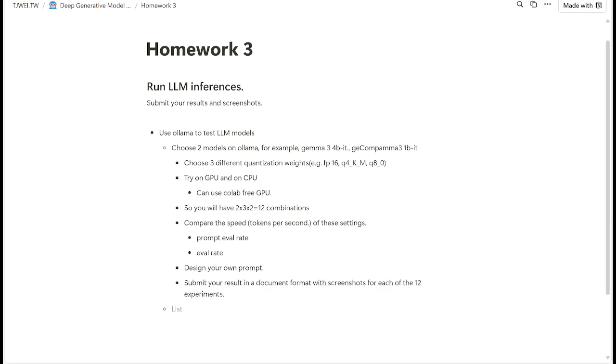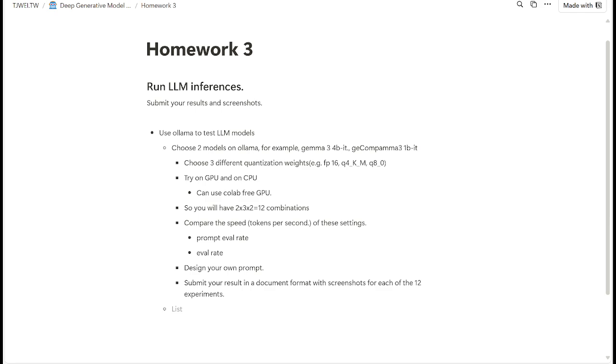It is your choice which models to use in this homework, but you will have to try two different models, which ideally have different sizes. But optionally, you can choose two different families of models that have comparable size. Maybe you can compare Llama 2 to Llama 3, or Gemma 9B to Llama 7B or 8B models. It is your choice.